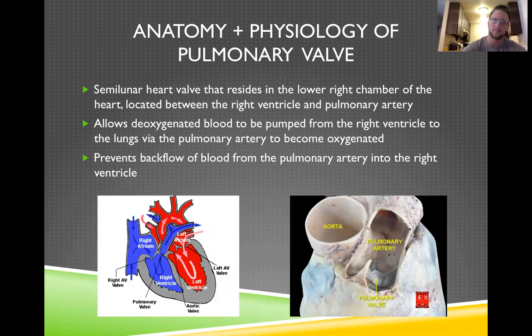The pulmonary valve is a semilunar valve, which means that it's in the shape of kind of a half crescent moon. It's in the lower right chamber of the heart. It's located between the right ventricle and the pulmonary artery, and its function is to open up when the right ventricle contracts to push the deoxygenated blood in the right ventricle into the lungs to get oxygenated, and then close to prevent the backflow of blood into the right ventricle.